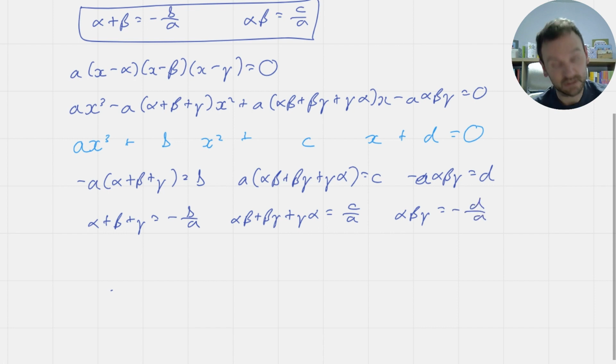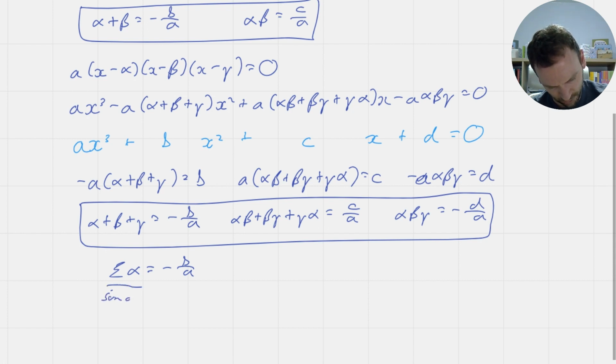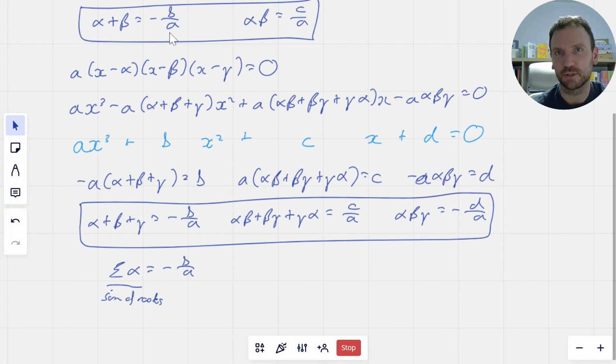So same as with the quadratics, you're not going to get given these in your formula booklet, you want to know them off by heart. You might see these written sometimes as the sum of alpha is negative b over a. This is a misuse of sigma notation, but it is used, so it's worth recognizing it. This is just a way of saying the sum of all the roots. And this actually matches up with what we had in the quadratic case up here, where the sum of the roots was also equal to negative b over a.